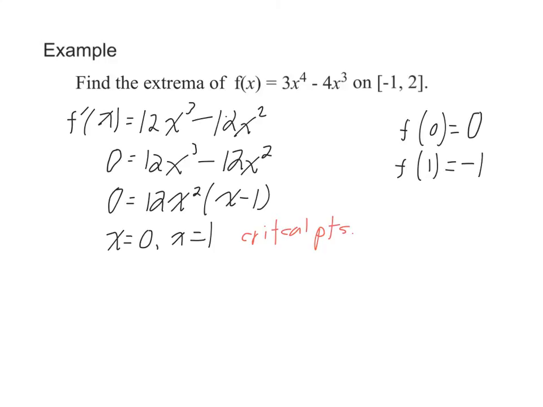Next, we're not done yet. I still need to check the endpoints. Again, they could potentially be higher or lower than these numbers. So I'm going to check -1, which gives me 7, and also 2. That's 16.